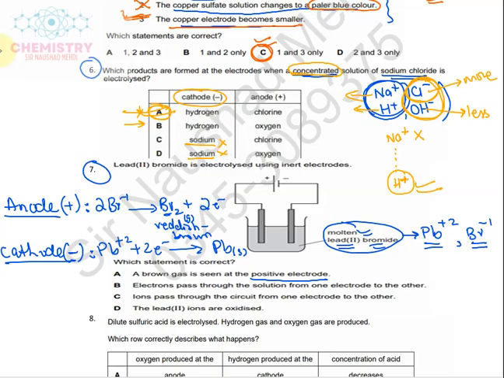A brown gas is seen at the positive electrode. So you can see at the anode the reddish brown bromine is being formed. So option A is the correct answer again. Now in the second option, we can see the other options and why they are incorrect.